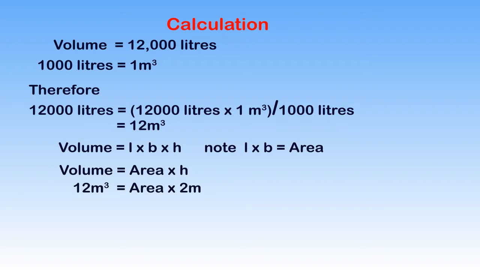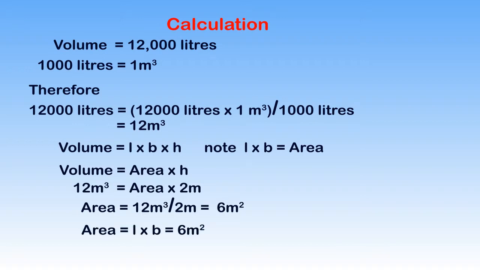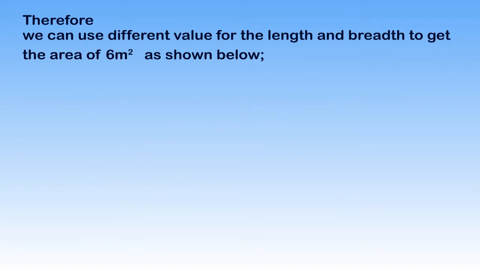Please note, madam, also that this is not the total surface area. 12 meter cube equals area multiplied by 2 meters. So, area equals 12 meter cube divided by 2 meters, which will give us 6 meters squared. In other words, area equals length multiplied by breadth, which will give us 6 meters squared. Therefore, we can use different values for the length and the breadth to get the area of 6 meters squared.